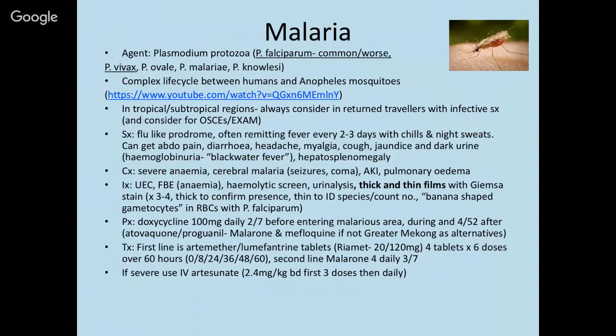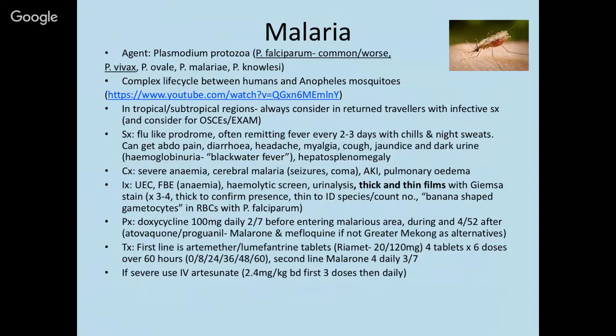Jaundice: they get hemolysis because initially the malaria forms in the liver, it forms schizonts in the hepatocytes. That's where it infects first. The second stage is it releases into the bloodstream, infects red blood cells and causes hemolysis. So in severe malaria you can get quite bad jaundice. You can get dark urine from hemoglobinuria, which is called black water fever. And also the big thing is you can get hepatosplenomegaly.